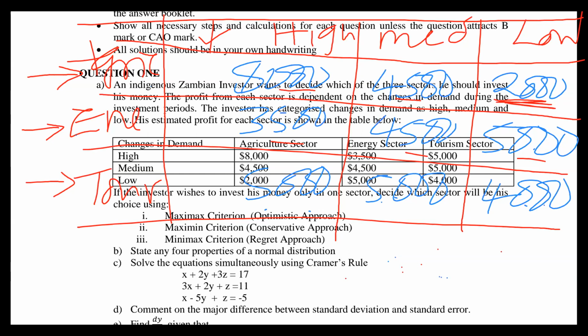So you move along those, and as you are moving along high demand, for example, when the demand is high, follow nicely, the highest payoff we get is from which sector? When the demand is high, it's from agriculture, right? Yes.